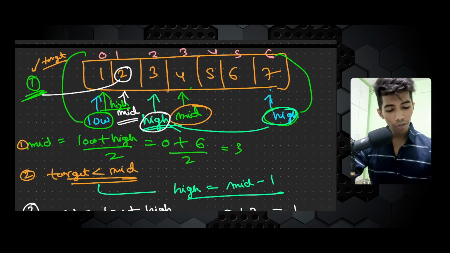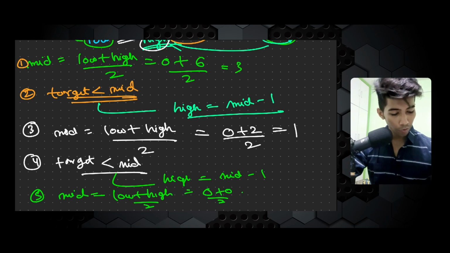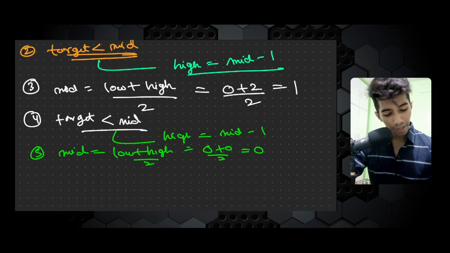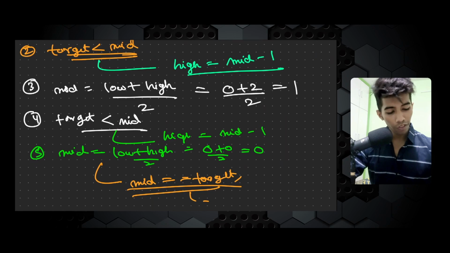Now they are both at the same position. So when I compare the mid again, it will be low plus high by 2, which is 0 plus 0 by 2, which returns 0. At this point, I will again compare whether my mid is now equal to target, or if any other case is possible. If this is true, I will be returning the mid.